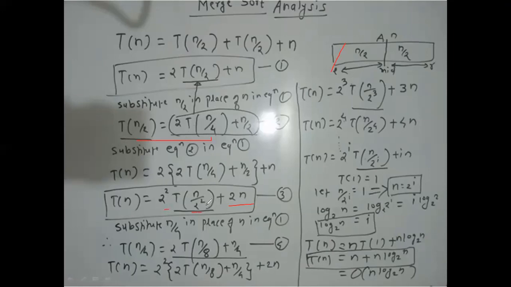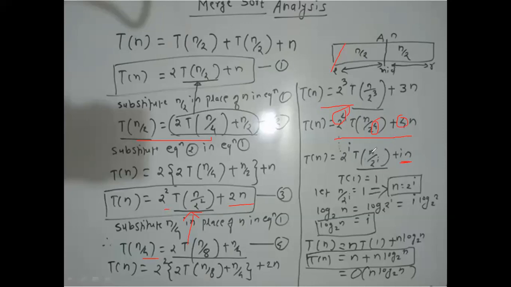Now substitute n by 4 in this recursive relation, and we get 2 cube T of n by 2 cube plus 3n. Next n by 8, and so on. Here these values are repeated continuously; constants are there. So I am taking this as k or i: 2 power i T of n by 2 power i plus i n. We get T of 1 equal to 1.